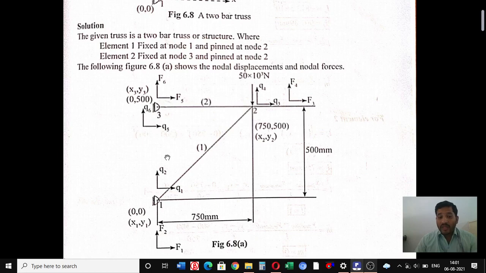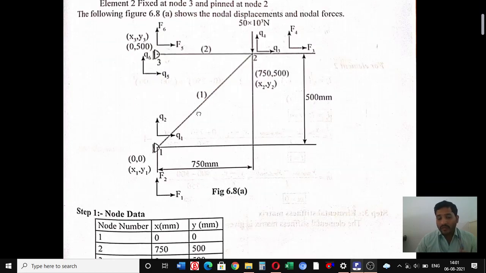Meanwhile, along with these, the nodal forces are also acting. The nodal forces F1, F2 act at point 1, the nodal forces F3 and F4 act at point 2, and the nodal forces F5 and F6 act at point 3. Clear here? I hope so.